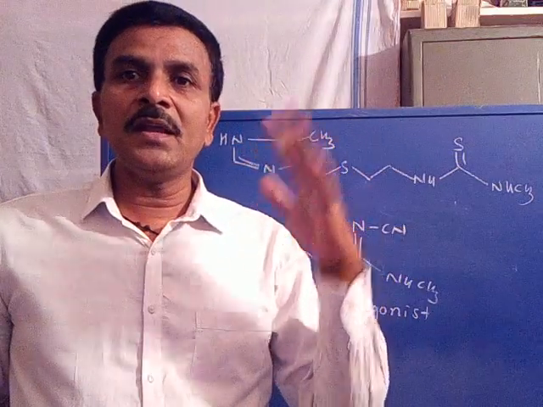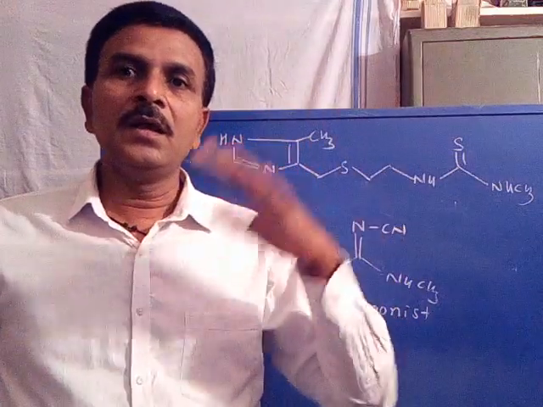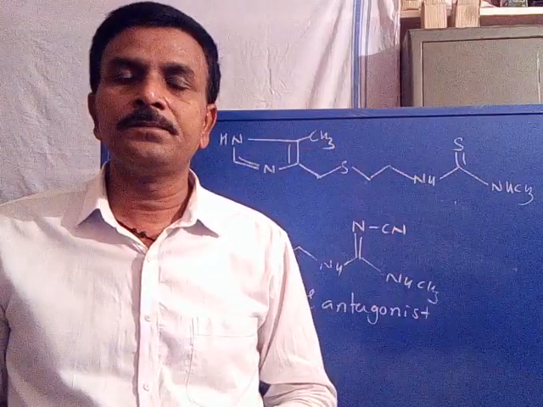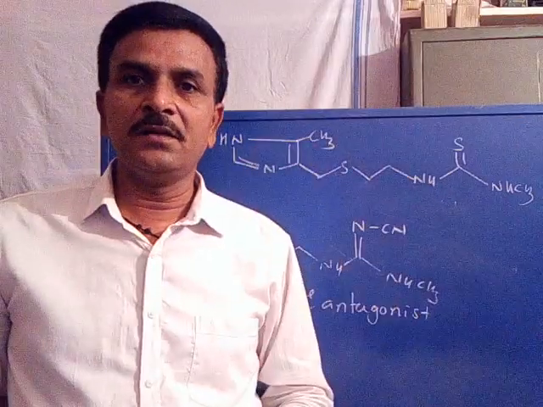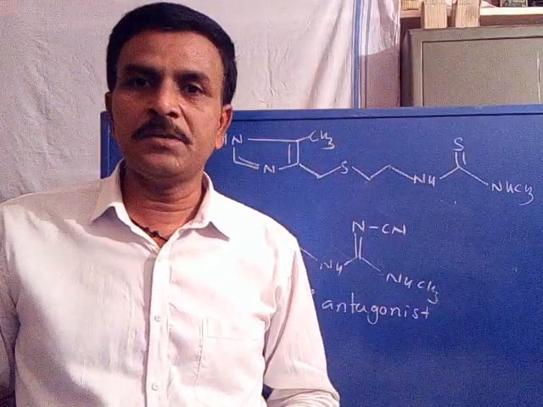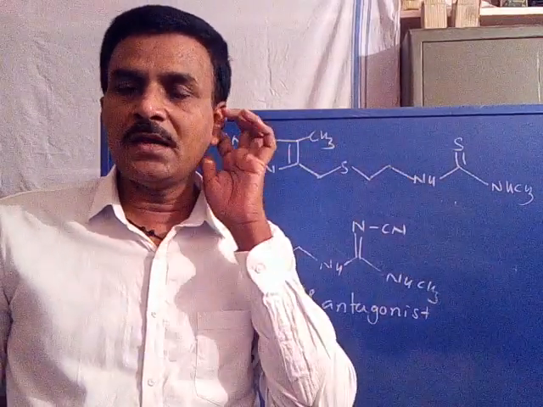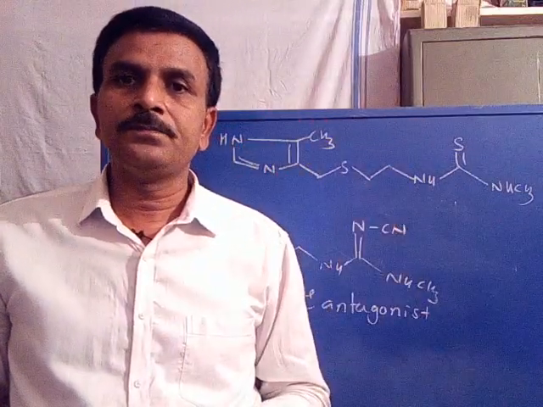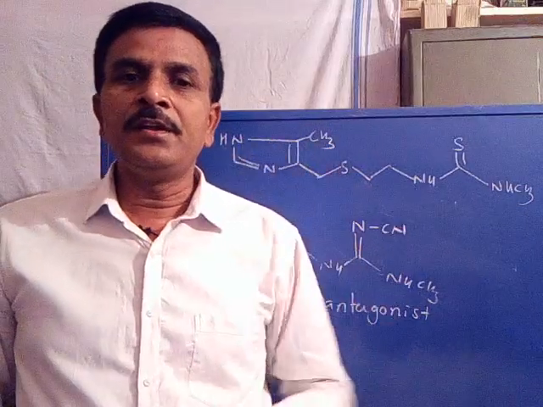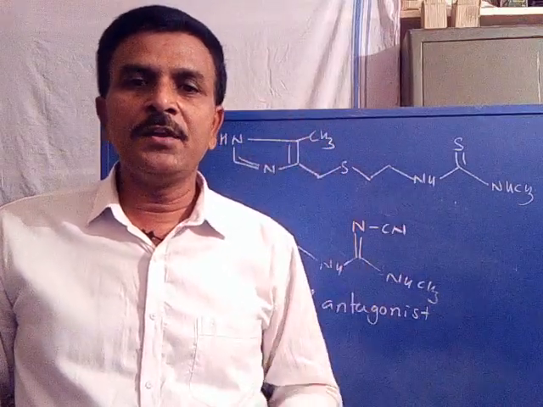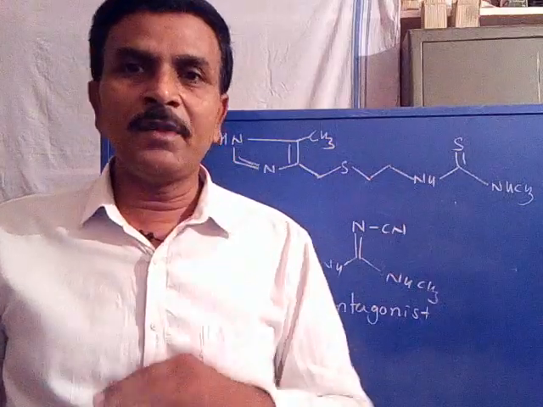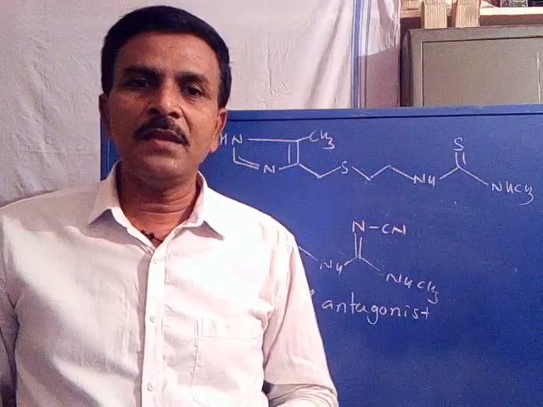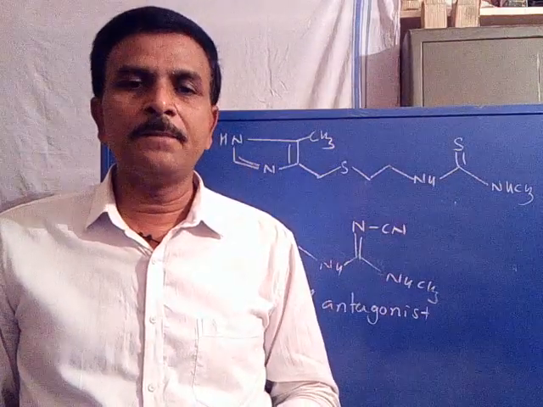Now first, to prevent the interaction: why does ulcer occur? Ulcer is due to more interaction of histamine with histamine 2 receptor. If we prevent this interaction, then we can treat the ulcer. So based on the histamine structure, it was initially modified into N-guanyl histamine by introducing a guanidine moiety in the terminal side chain.